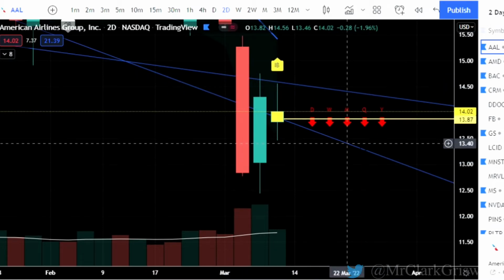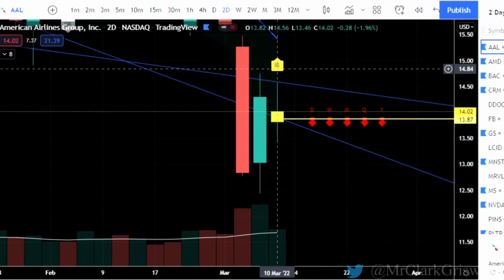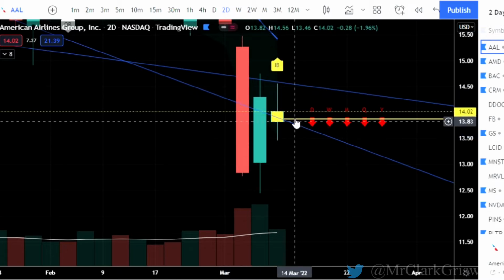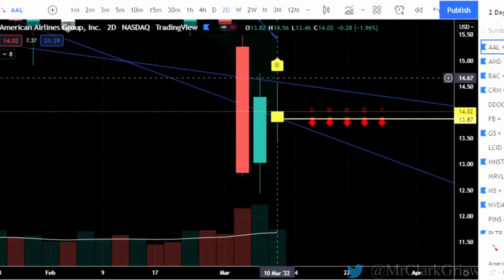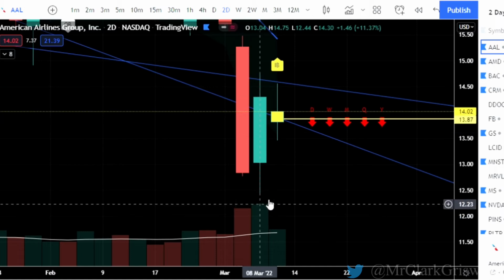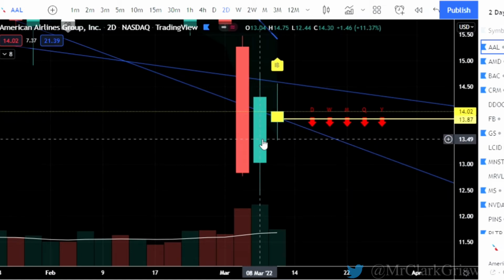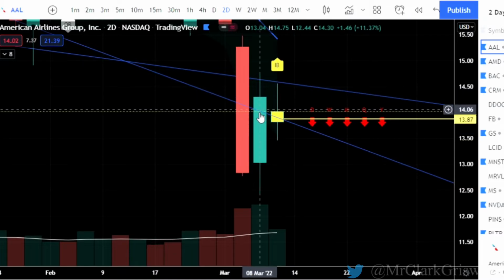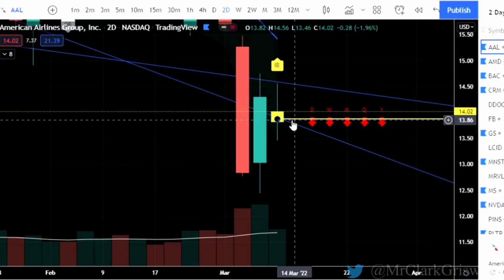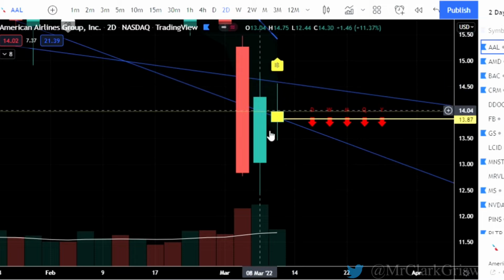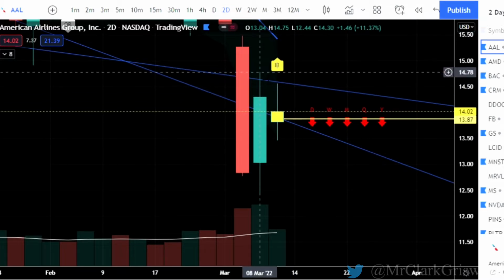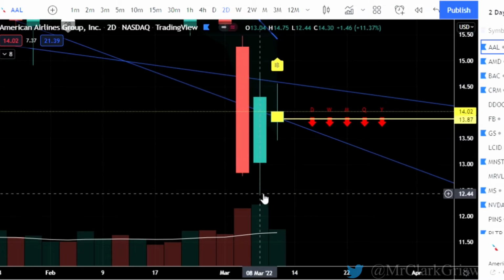Inside bars are 1 bars when we're looking at the Strat, bars that don't cross the high or the low of the previous candle. It doesn't matter if we're looking at a 2-day chart, 1-week chart, 1-second chart, or 1-minute chart. An inside bar is an inside bar. So we have this inside bar in American Airlines. We don't break the high, and we do not break the low of the previous candle.